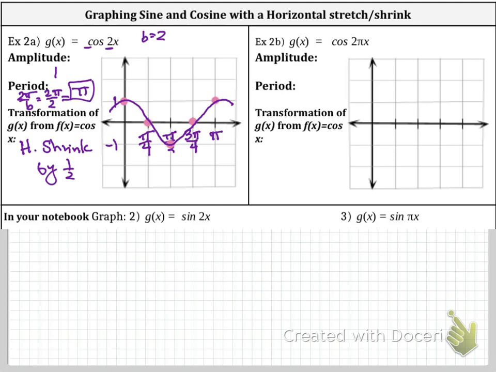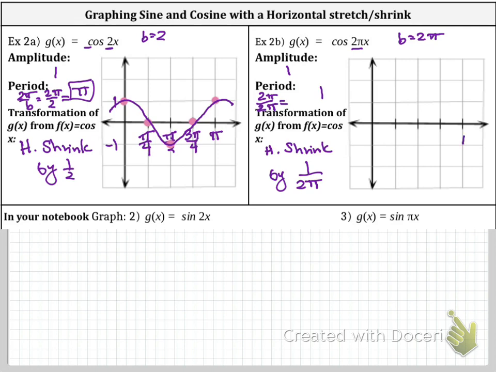Let's graph cosine 2 pi x. Again, the amplitude is still 1. The period, now this is interesting, b is 2 pi. So remember, the period is 2 pi over b, so it's 2 pi over 2 pi. So therefore, our period is 1. The transformation is a horizontal shrink by 1 over 2 pi. But it's okay. We're just going to scale our graph. So 4 out is 1.